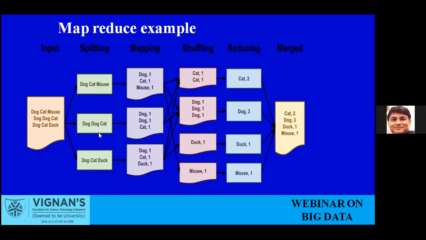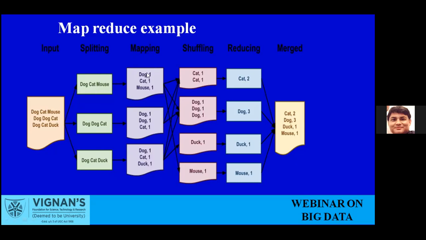Then what you have to perform first: you have to do the splitting. First you have to split them into a number of input splits. So how many splits did you make here? We made a total of 3 splits. We have 3, and then you have to perform the mapping operation. What is the mapping operation here?